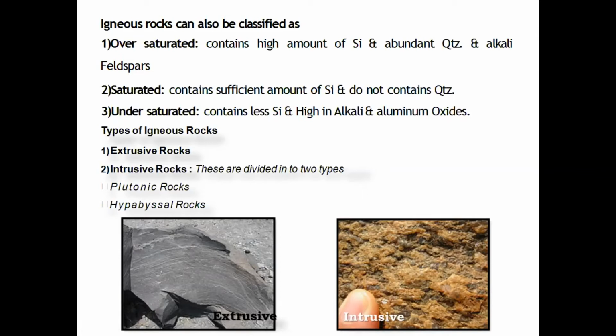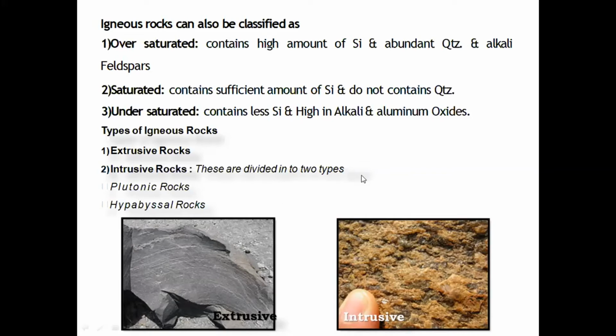Then types of igneous rocks can be divided into extrusive rocks and intrusive rocks. Extrusive rocks are those that are formed at the surface of Earth, and intrusive rocks are those formed beneath the surface of Earth. However, some scientists also divide the intrusive rocks into two parts: plutonic rocks and hypabyssal rocks. The difference is very small. Just remember that difference, and you will remember it for your life.